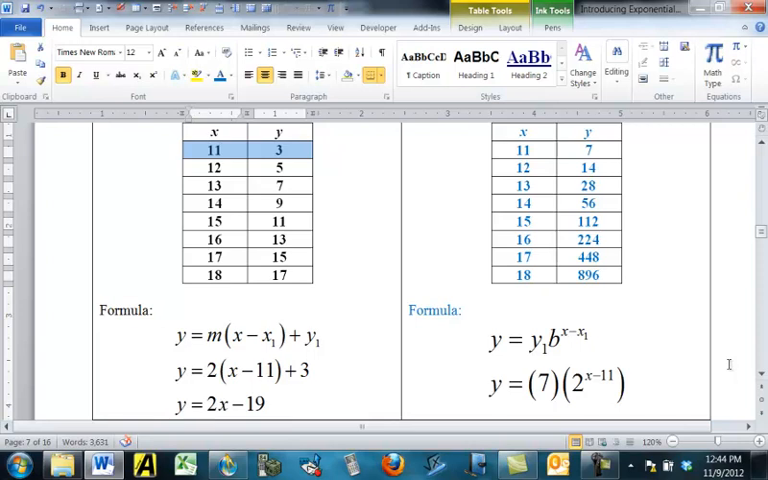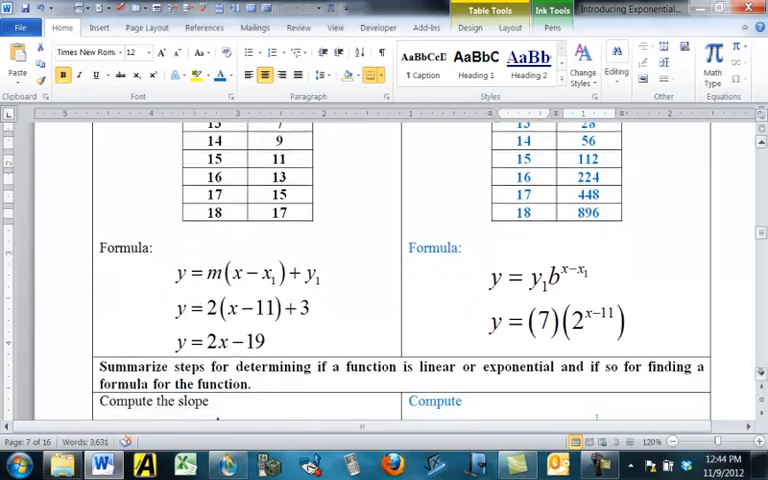On the right, we have the formula y equals y1 times b to the power x minus x1. That's the point-based form, and we already figured out the base was 2, and we can use the point 11, 7 here and put x1 as 11 and y1 as 7. And again, we can use the properties of exponents to write this in the y equals y0 times b to the x form if we want.